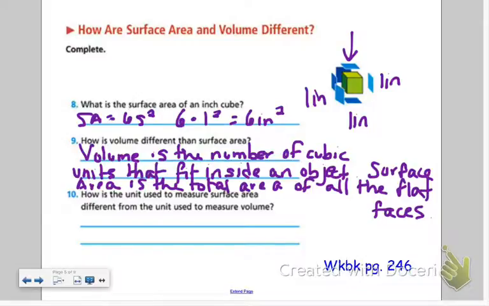Now when we get into volume, now we're talking three-dimensional. We're talking about filling it with cubes, which are three-dimensional figures. How is the unit used to measure surface area different from the unit used to measure volume?